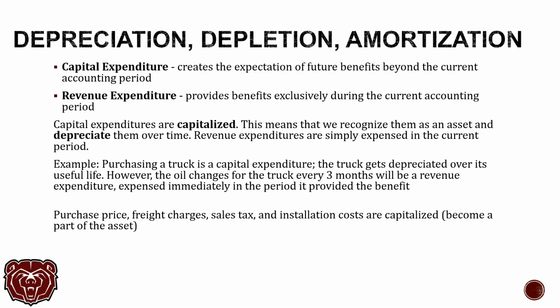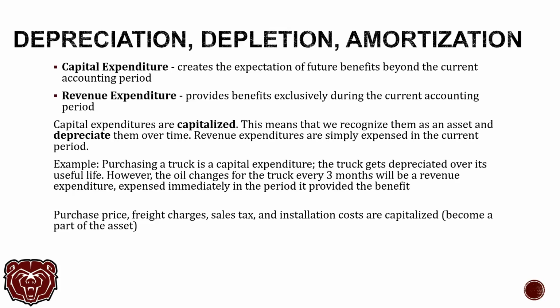So let's look at an example here. Let's say we purchase a truck. That's a capital expenditure. We don't want to expense that entire truck all at once. The truck is going to get depreciated over its useful life. So let's say we think the truck's going to have a useful life of 10 years. In that case, every year we would depreciate it by 1/10 of its value. However, any oil changes for the truck every 3 months, that'll be a revenue expenditure. We're going to expense it immediately. It's something that does not provide benefit over multiple periods. It only provides benefit for that singular period.